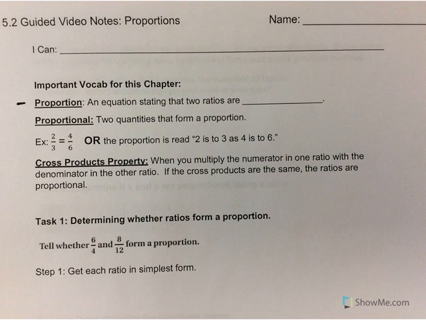A proportion is an equation stating that two ratios are equivalent, which means equal. Proportional means two quantities that form a proportion. And we'll look at some examples of those. Here, the example says 2/3 equals 4/6, or the proportion is read 2 is to 3 as 4 is to 6.